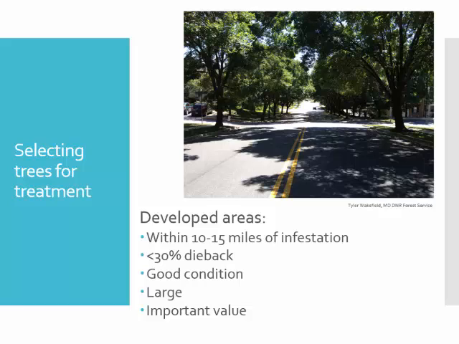You want to be looking for trees that are still healthy. You don't want to wait for them to start showing signs of dieback before you start treating. And once a tree has more than about 30% canopy dieback, it's usually too late to treat them. You want to look for trees that are in good condition. They don't have any major wounds or cavities. Basically, if you're going to be investing all the money into treatment, you want to make sure that tree's not going to die from something else.